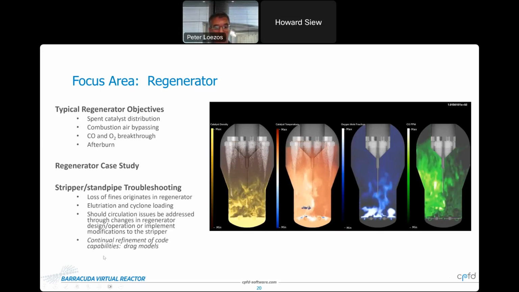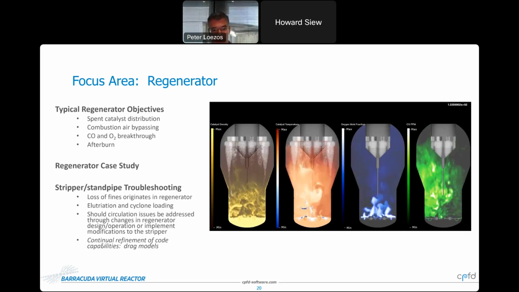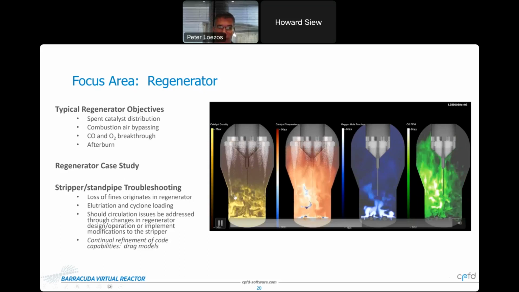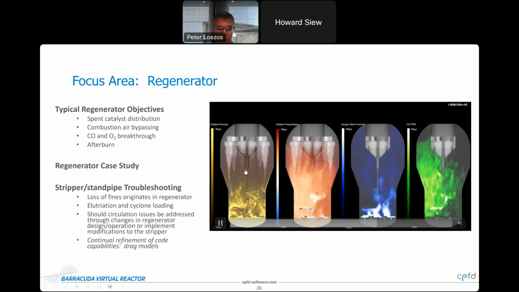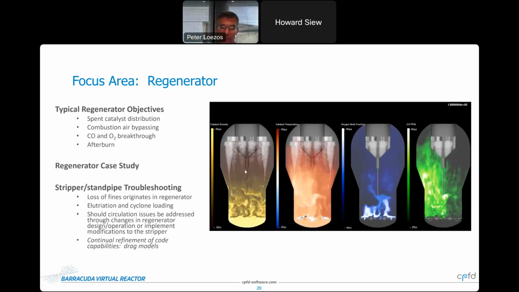And so finally, before leaving the slide, what I want to say is that at CPFD, we are continually refining our code capabilities. And in this case, we've been looking at the drag. What we want to make sure is that we can quantitatively capture the extent of elutriation coming from the dense bed, from the bed section of the regenerator into the dilute phase. So again, we are continually refining our code capabilities.